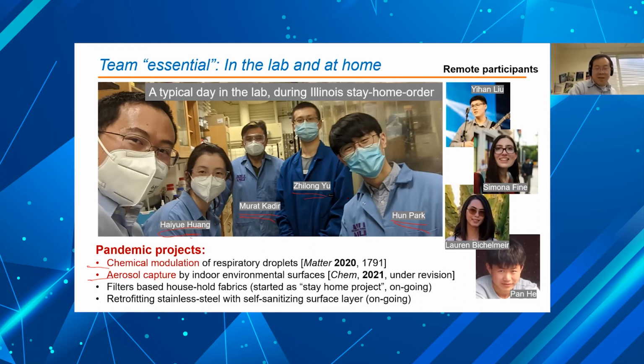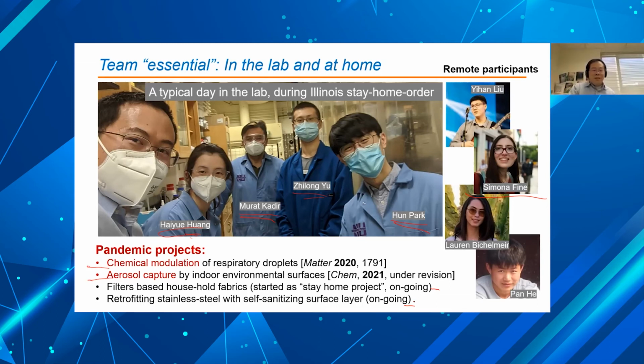But for example, even our undergraduate students who had to stay home remotely were able to do some in-house experiments based on supplies they can purchase through Amazon. We also shipped her some of the equipment in the lab, so she was able to complete a good chunk of in-house, at-home garage research that became the foundation of her undergraduate senior project. So this is the ongoing. We have another line of project trying to retrofit stainless steel with a self-sanitizing surface layer.